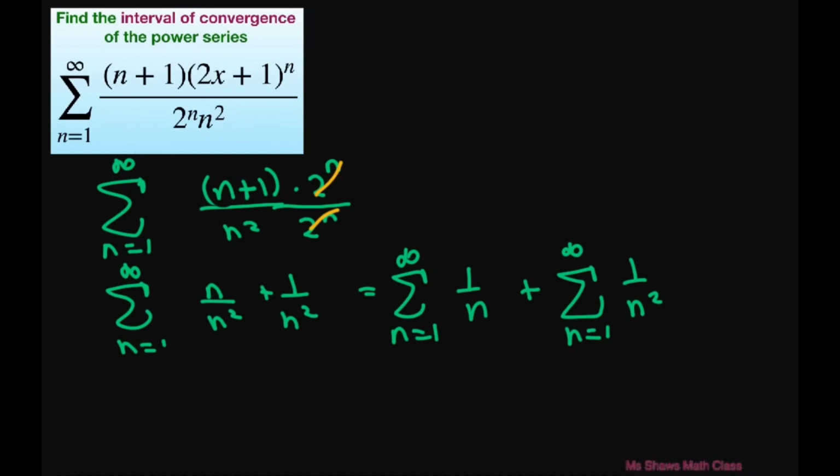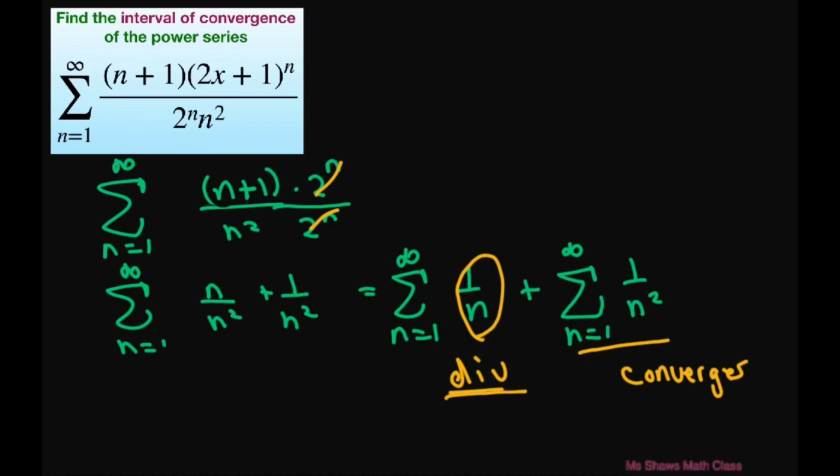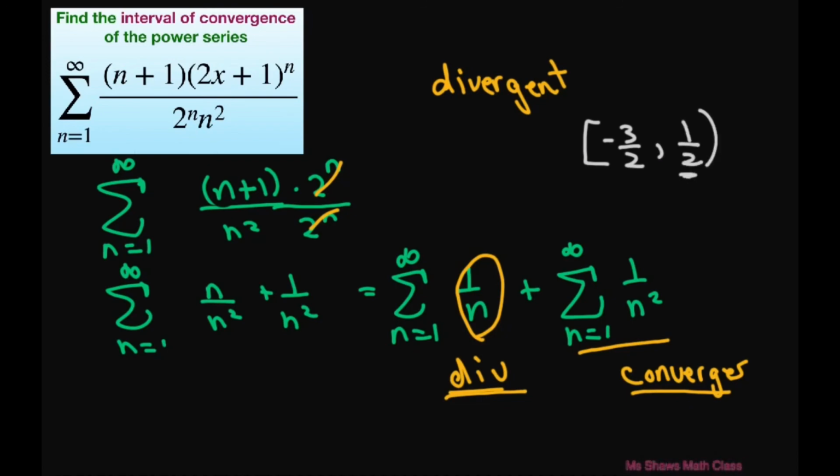All right, this is the divergent harmonic series. So this is divergent. This one converges with the p-series. But if you have a divergent and a convergent, the whole thing has to be divergent. Therefore, your interval of convergence is negative 3/2 to 1/2, because at 1/2 it isn't convergent, but at x equals negative 3/2, it is convergent.